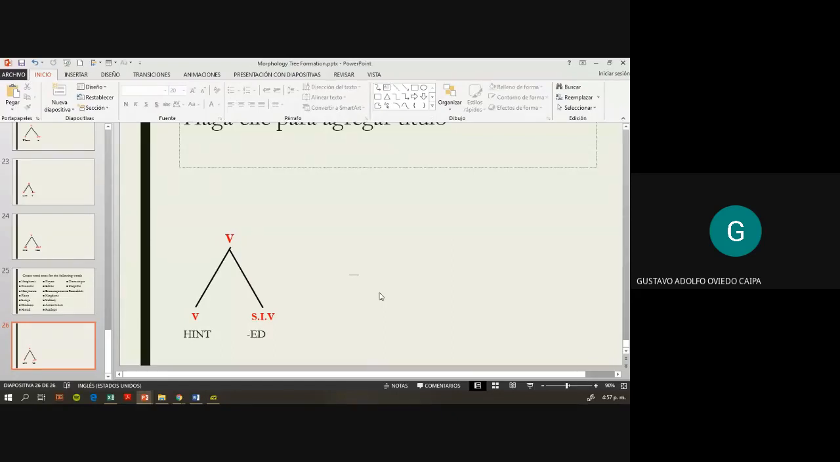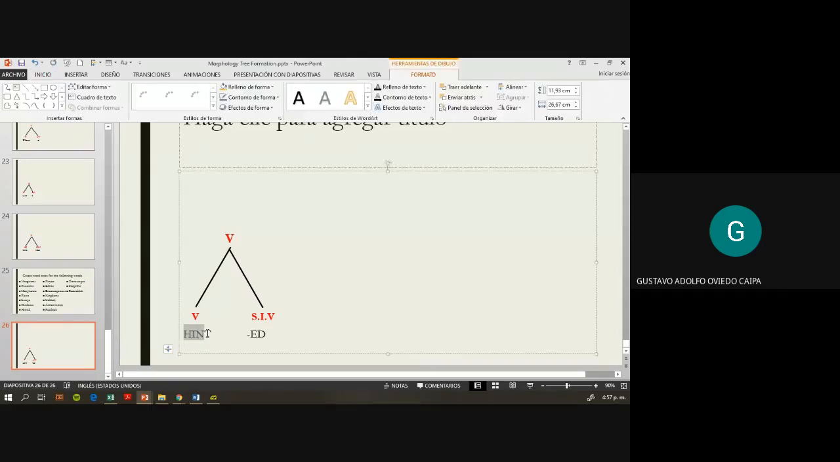Okay, so in this one, we can also say that hint is a verb, but if you look at it in the dictionary, hint can also be a noun. But why do we say that it's a verb? Because it is combining with ed, and ed doesn't really combine with nouns. It combines with verbs, right? So that's why we need to say that this hint is a verb in order to create the past form of this verb.